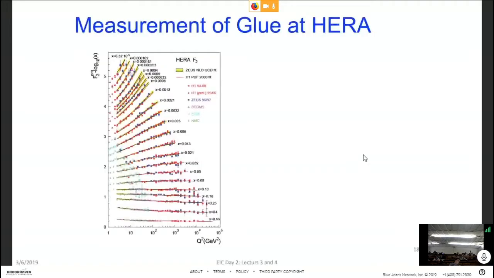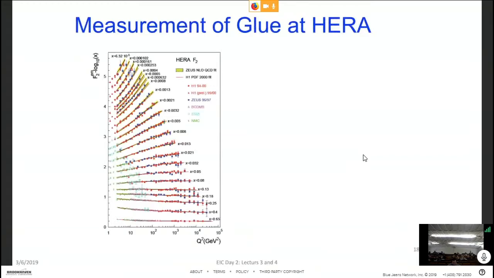So here is a typical example. I've shown you this plot of F2 over Q squared for a wide range in x and Q squared. And the fits are shown to the best of the ability at NLO on those data sets. They do very well. The uncertainties are shown in yellow, which are very, very small.